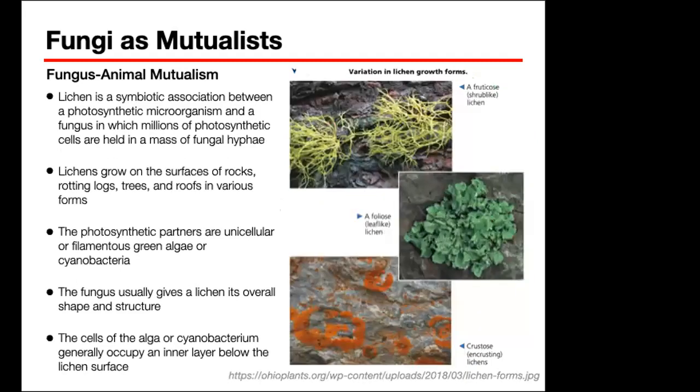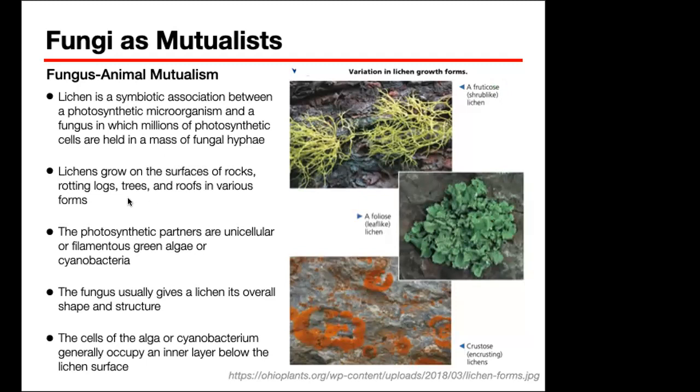Okay. Another form of fungus animal mutualism is what we mentioned a while ago, yung lichen. Lichen is a symbiotic association between a photosynthetic organism. It does not have to be a plant. There are also cyanobacteria and even algae, di ba? Yung ating photosynthetic proteins, no? Which are held in a mass of fungal hyphae. So what dictates the physical features of the lichen is actually the fungi.